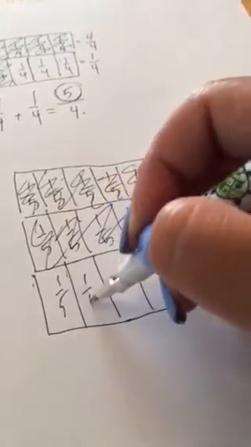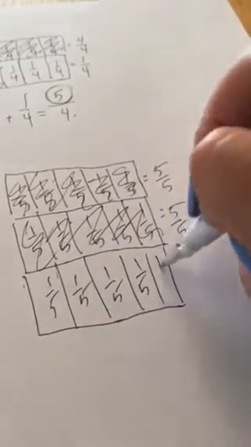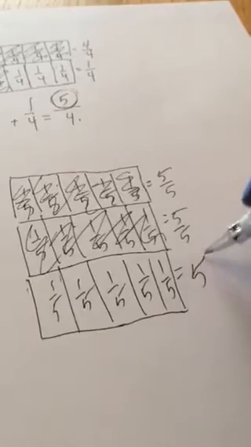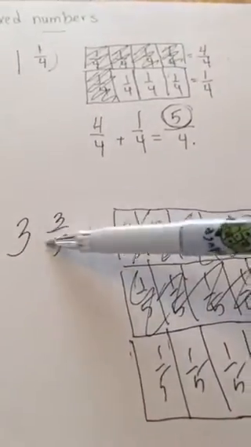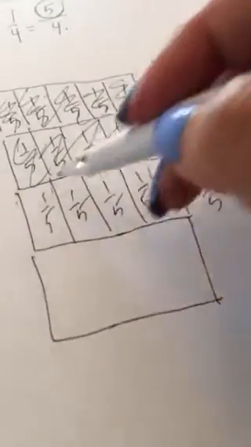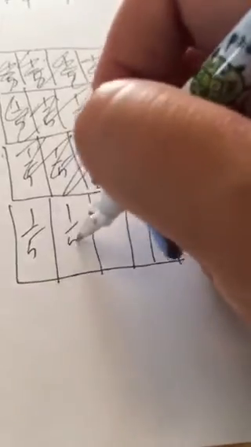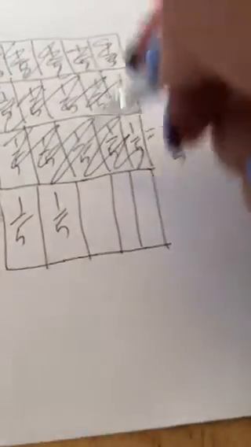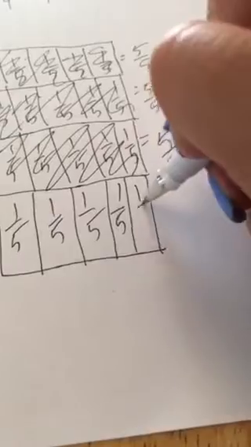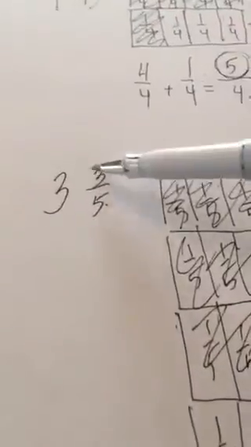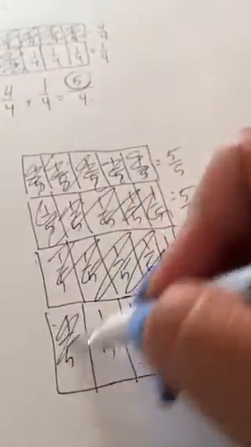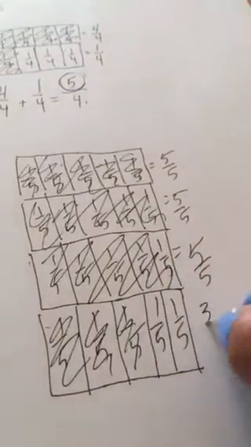A 5th, a 5th, a 5th, a 5th, and a 5th. And now this is equal to 5/5. Now I finally have all 3 wholes, but I don't have my 3/5, so I need to make another one. Oops, I forgot to color this in. Let's pretend I did. All right, a 5th, a 5th, a 5th, a 5th, and a 5th. And I only color in 3/5 because I'm only showing the fractional piece right now. So there's 3 out of 5.